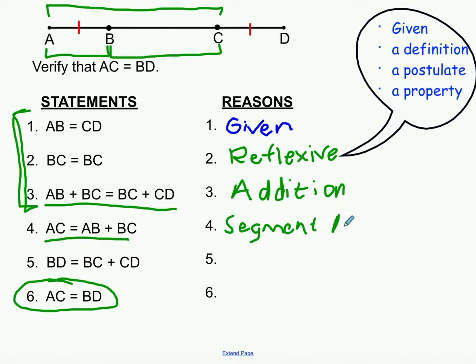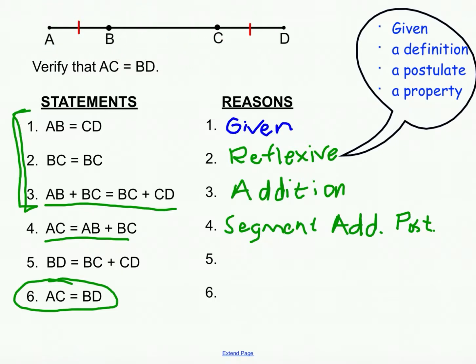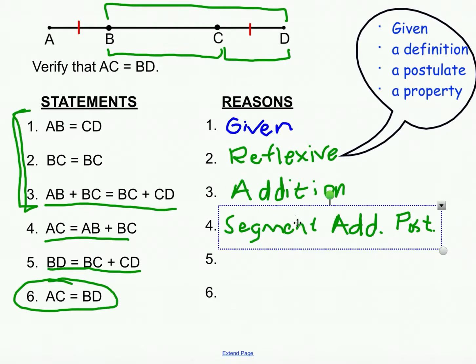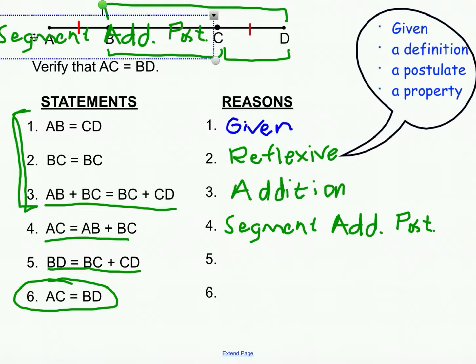And I'm just going to write segment add post. Okay, that is the segment addition postulate. By definition, if I add two smaller segments together, they make up a bigger segment. All right? And then this next statement is exactly the same thing. BD equals BC plus CD, just with two different segments on the same picture. So that also is the segment addition postulate.